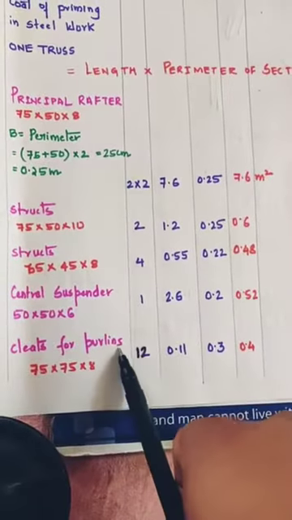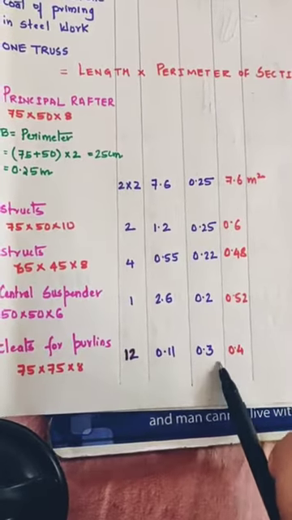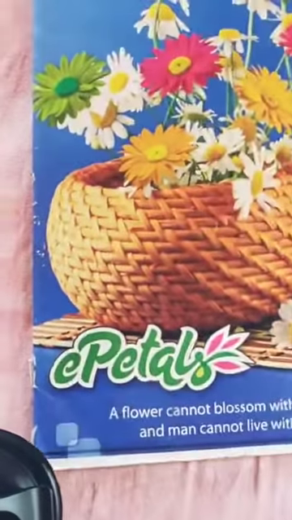Calculate. So cleats for purlin 75, 75, 8. There are 12 numbers. Length is known. Perimeter you calculate. You will get the quantity. Okay. So moving next.